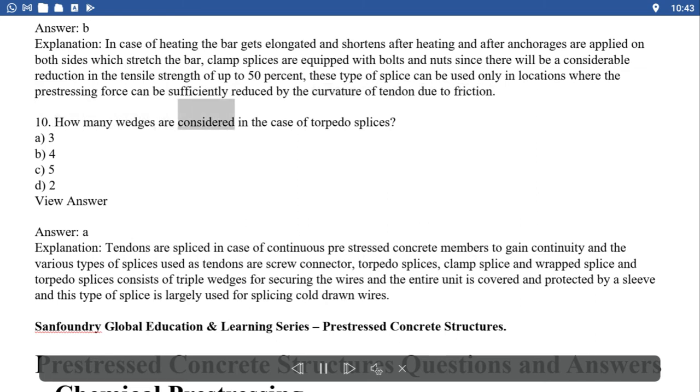10. How many wedges are considered in the case of torpedo splices? A. 3, B. 4, C. 5, D. 2. Your answer: Answer A. Explanation. Tendons are spliced in case of continuous pre-stressed concrete members to gain continuity, and the various types of splices used as tendons are screw connector, torpedo splices, clamp splice, and wrapped splice, and torpedo splices consist of triple wedges for securing the wires, and the entire unit is covered and protected by a sleeve, and this type of splice is largely used for splicing cold-drawn wires.